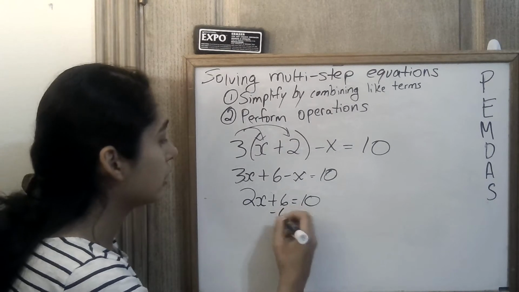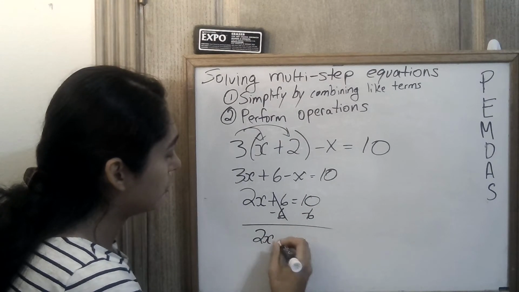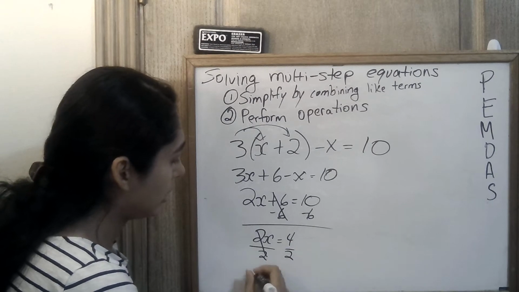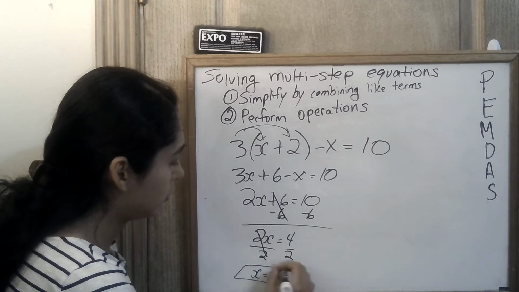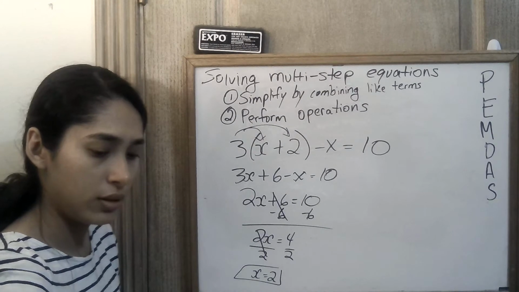So minus 6. 2x is equal to 4, divided by 2 on both sides. I get x is equal to 2. Ta-da! There we go.